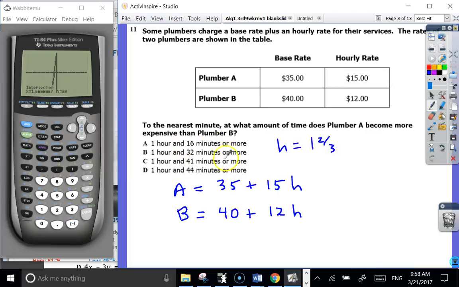So which one of these is correct? What is 2/3 of an hour? No, 2/3. 20 minutes is 1/3. So it's 40. So which one of these is probably the answer they're looking for? The 1 hour and 41 minutes or more, right? Okay. Or more. Okay. So that's all we're going to get to now.